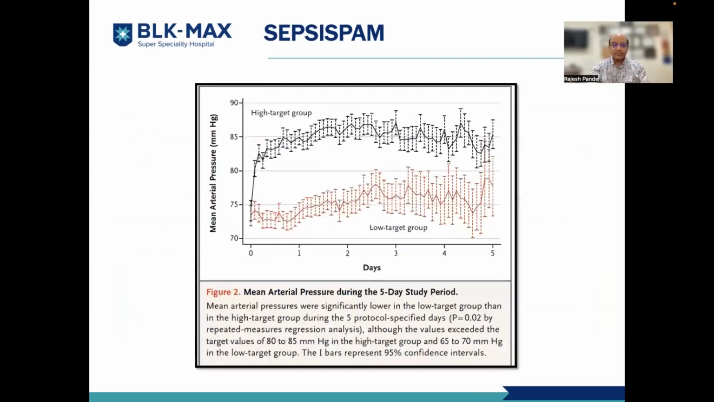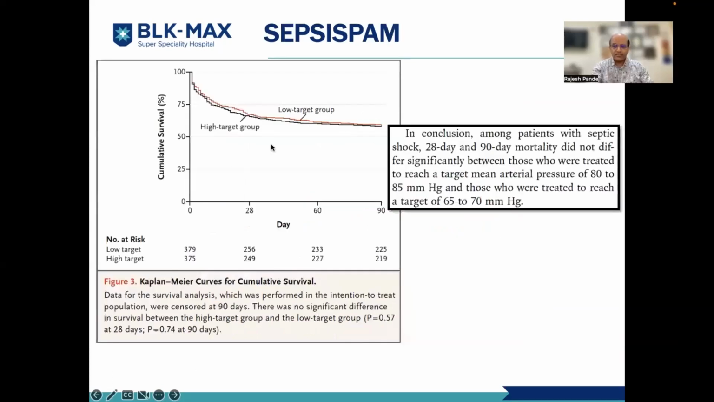So you can see the mean arterial pressure during the 5-day study period. This was the low blood pressure target group, and this was the high MAP target group. And you can see the difference in the MAP. So this was between 65 and 75, and here it was higher, 85 to 90, that is what you see here.